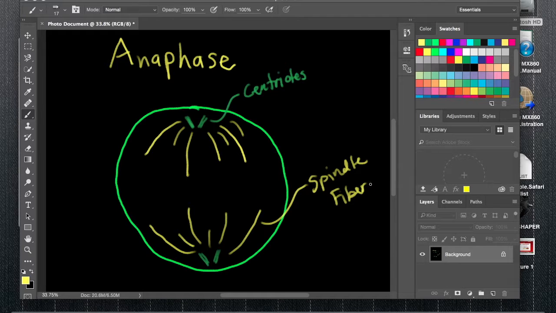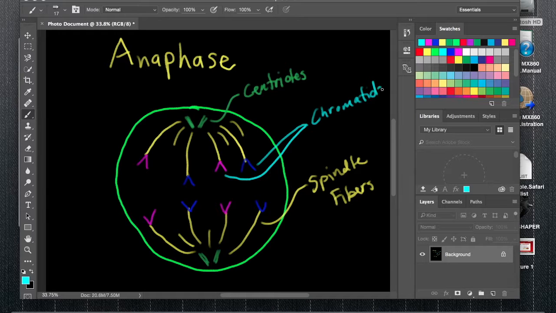But in metaphase, we had the chromosomes aligned at the equator. But now with anaphase, the chromosomes have been split, and now the chromatids are being pulled towards the poles. So the chromosomes were aligned at the equator in metaphase, but now they have been pulled apart in anaphase, and they are moving towards the two poles.